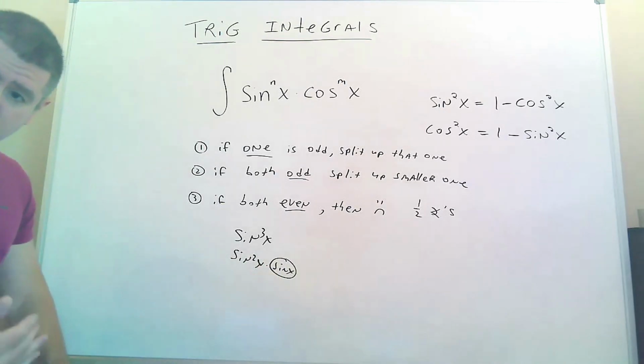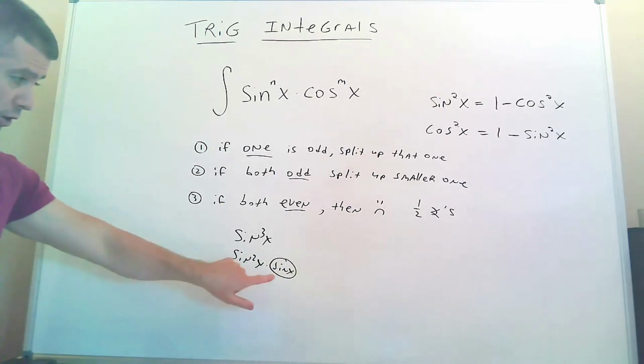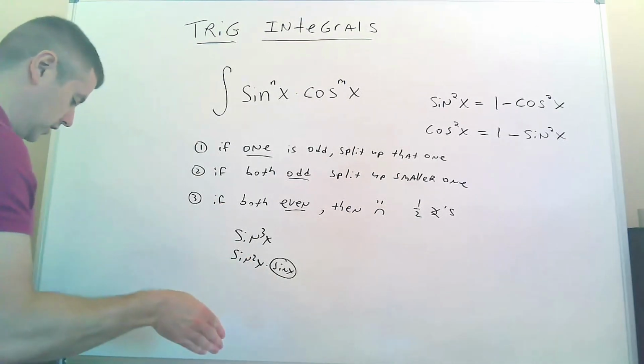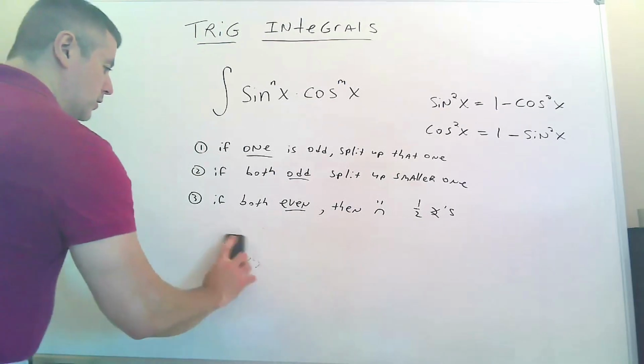Do not think about switching a sign. It doesn't work that way. It doesn't mean the u would be negative cosine. No. The u is either sine or cosine, depending on which one you split up.